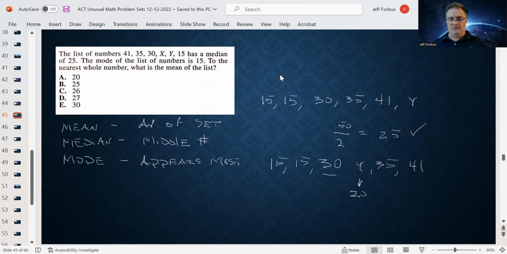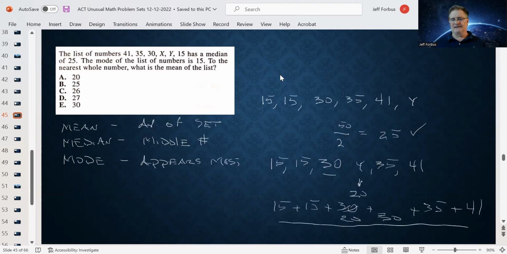So now we know our whole set of numbers. What is the mean of this list of numbers? Well, 15 plus 15 plus 20 plus 30 plus 35 plus 41, and we're going to divide that all by 6. And when you do that, you're going to get the number 26.